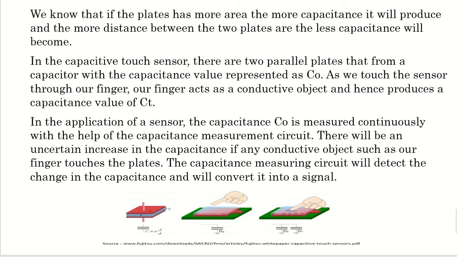So in the capacitive touch sensor, there are two parallel plates that form a capacitor with the capacitance value represented as CO. As we touch the sensor, our finger acts as a conductive object and hence produces a capacitance value of CT. In applications of the sensor, the capacitance CO is measured continuously with the help of a capacitance measurement circuit. There will be an increase in the capacitance. If any conductive object such as our finger touches the plates, the capacitance measurement circuit will detect the change in capacitance and convert it into a signal.